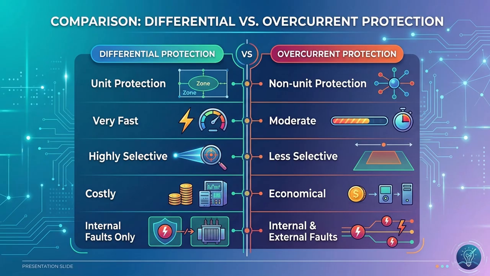Let's compare differential and overcurrent protection. Differential protection is a unit protection scheme, very fast and highly selective, but more expensive. Overcurrent protection is a non-unit scheme, more economical, but slower and less selective. Differential protection detects only internal faults, while overcurrent protection responds to both internal and external faults.